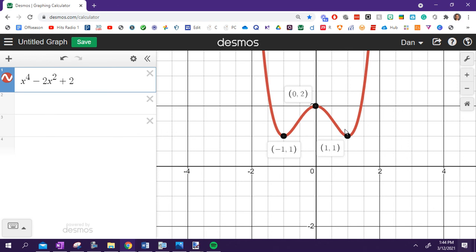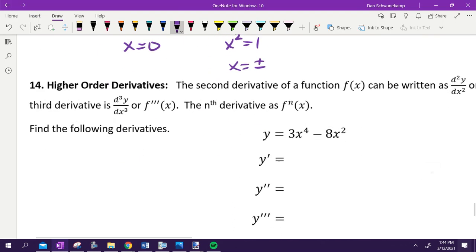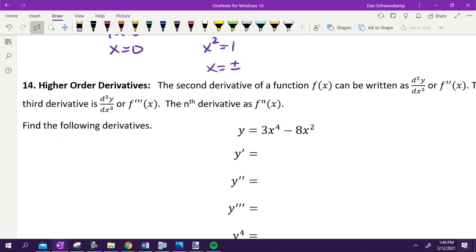Make sense? Last thing. Okay, this last thing looks big and fancy. It's not too bad. Higher order derivatives. Okay, right now we know how to find the first derivative. The first derivative will tell us slope. Okay, but we can continue to find more derivatives at that point. If we take the first derivative and continue to find the derivative of that, we could find the second derivative of a function.